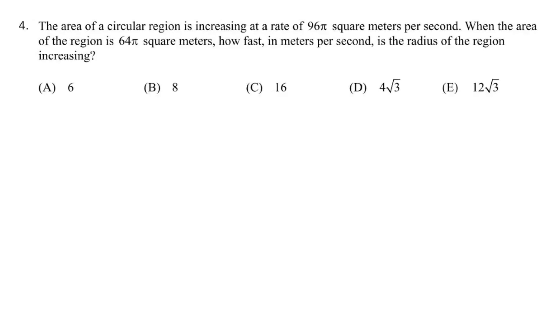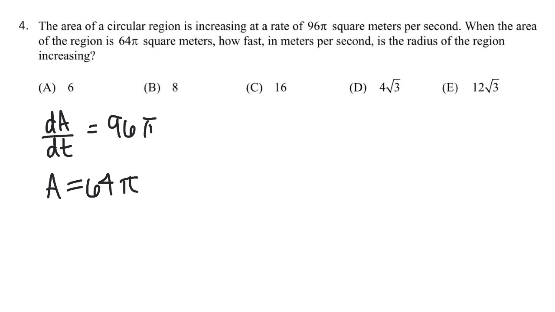Okay, so for number 4, we have the area of a circular region that is increasing. Again, I would stop and say, well, I know the rate of change of the area is increasing at 96 pi square meters per second, when the area of the region is 64 pi. How fast in meters per second is the radius of the region increasing? So I'm looking for dr/dt.